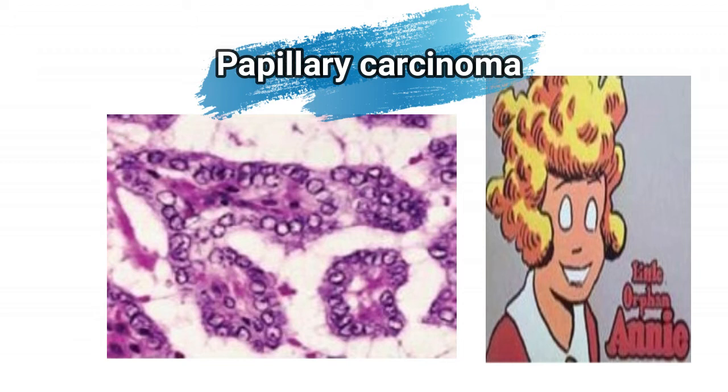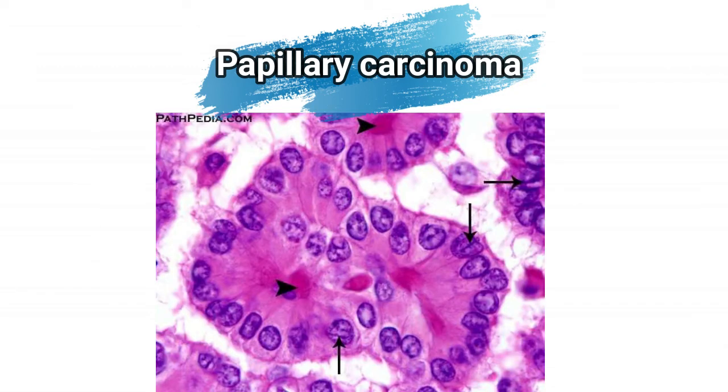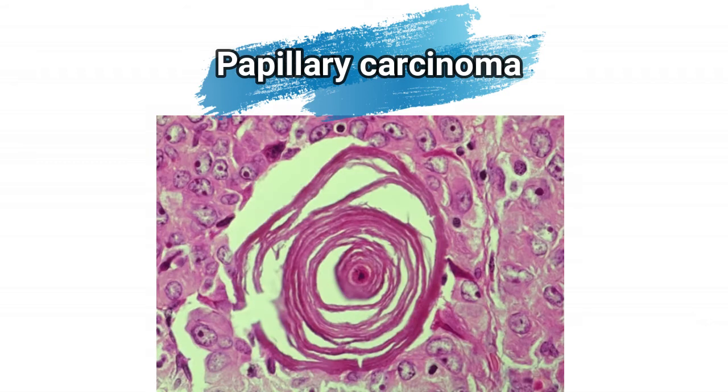Here you can see the Orphan Annie nuclei, and Orphan Annie herself, which they get the name from. Here you can see the nuclear grooves. And here are the psammoma bodies.